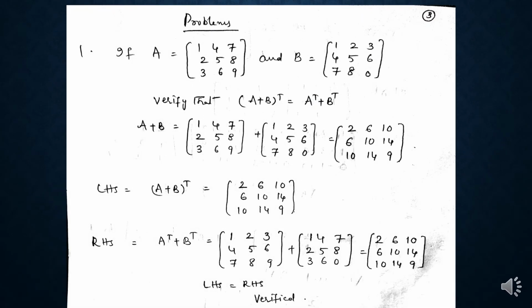Let us see some problems. If A is equal to 1, 4, 7, 2, 5, 8, 3, 6, 9 and B is equal to 1, 2, 3, 4, 5, 6, 7, 8, 0, verify that A plus B whole transpose is equal to A transpose plus B transpose.